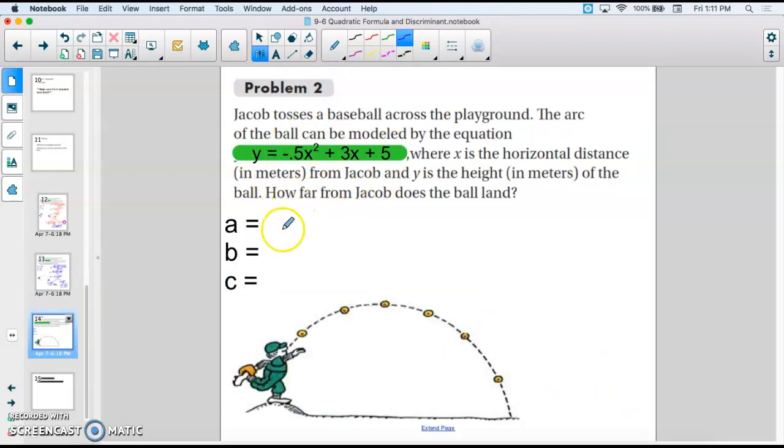All right, last problem here. Standard form, yes it is. Our A value is -0.5. B value is 3, and C value is 5. I will let you and your partner work on this. So go ahead and pause the video, and then we'll come back together to check.